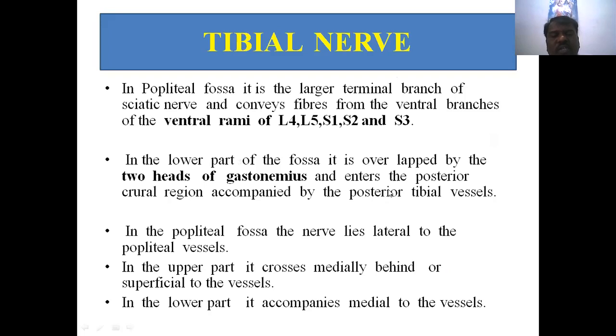Next, the tibial nerve. Here the root value is L4, L5, S1, S2, and S3, which are the ventral rami. We identify L4, L5, S1 in the sacral region, that is the lumbosacral region, the lumbosacral plexus. These are present in the pelvic cavity. After formation, they unite together to form the sciatic nerve.